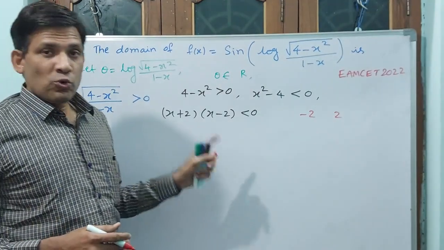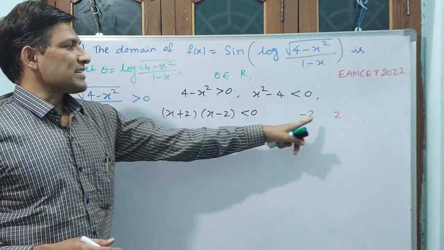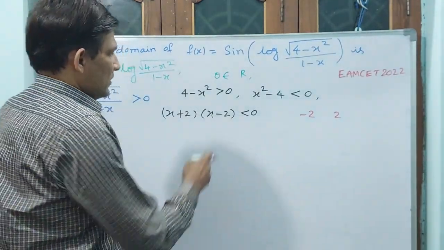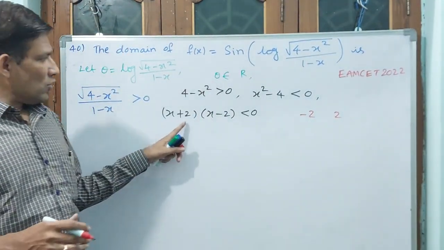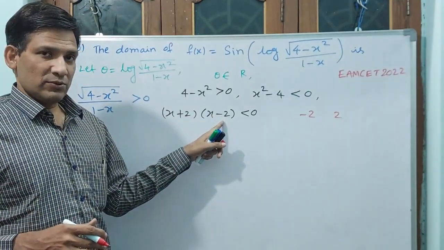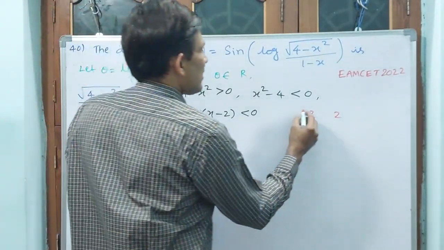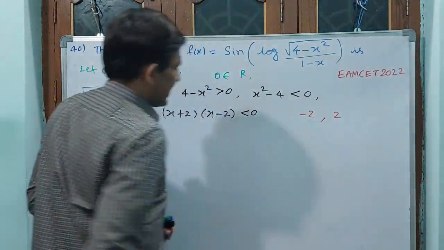See, to know, we will do 0 in between. If we give 0, it succeeds, then we have to take minus 2 to 2. If we give 0, what will happen? 2 into minus 2, minus 4. Minus 4 is less than 0. Correct. That means x belongs to minus 2 to 2 is correct.